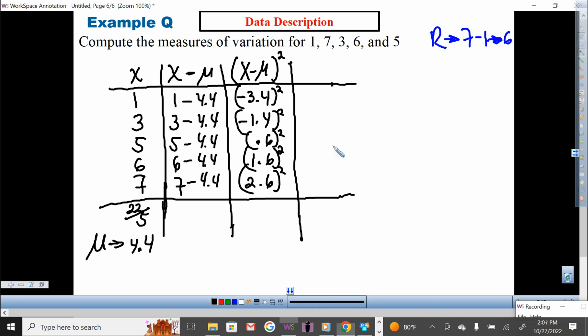All right, Amy, pass someone. Negative 3.4 squared, what'd you get? 11.56? 11.56? 1.96?